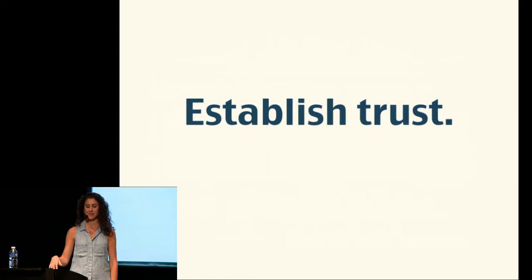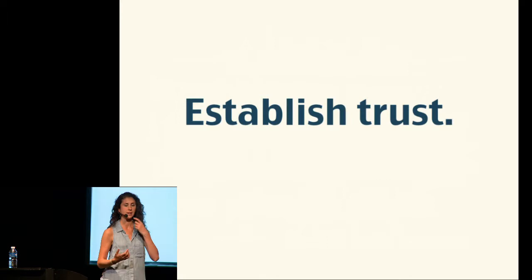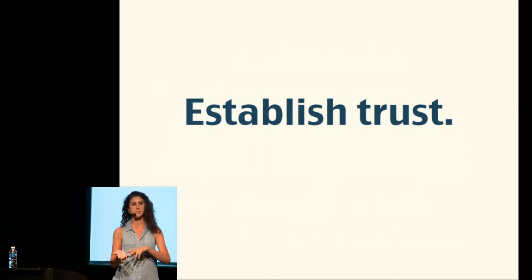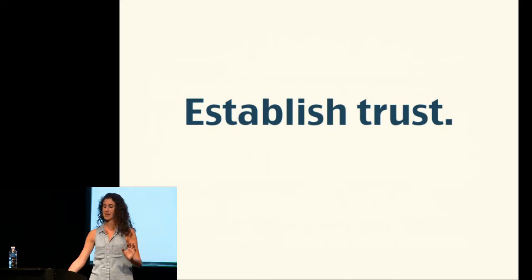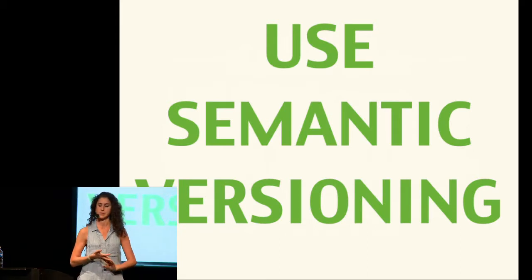And then, once you understand your users, you also have to understand that by providing an API, you're establishing a sort of contract with your users, and that they trust that your API will not break their application. And as you make updates and you use semantic versioning, you won't be breaking their application or their code.